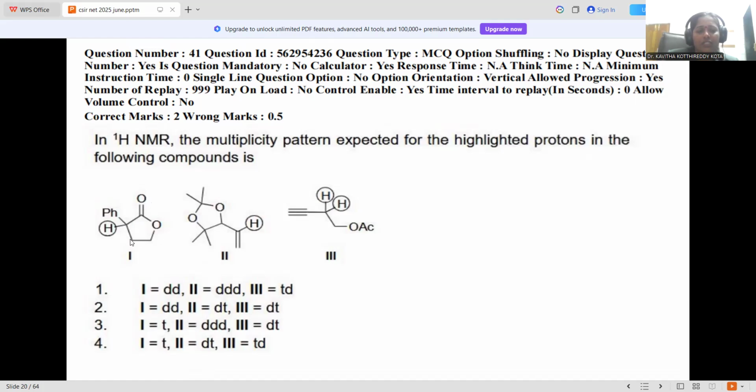2 hydrogens located on the alpha position are not exactly equivalent. One hydrogen is splitting this hydrogen as a doublet. Another hydrogen also splitting as a doublet. So the doublet of doublet, you got it. So for this hydrogen, the 2 adjacent hydrogens are non-equivalent in nature. That's the reason why we got a doublet of doublet.